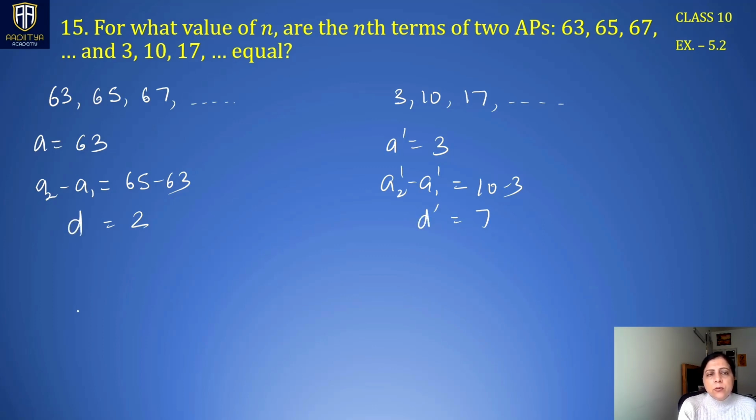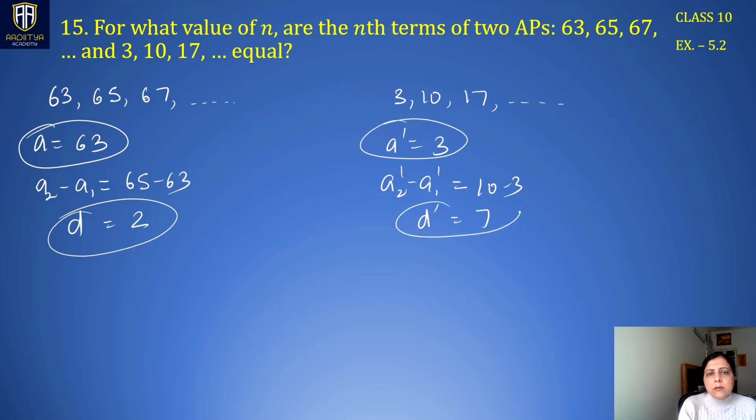D is 2. So basic things we have got now, right? A and D for the first sequence, A and D for the second sequence. So he says there is some value of n for which the nth terms of these two APs will be equal. So here I am looking for an, that is A plus (n minus 1)D.